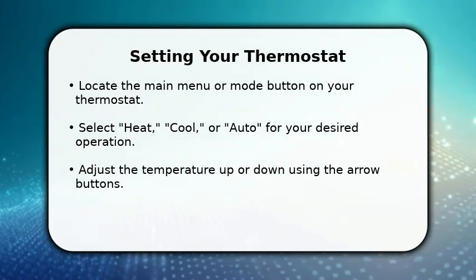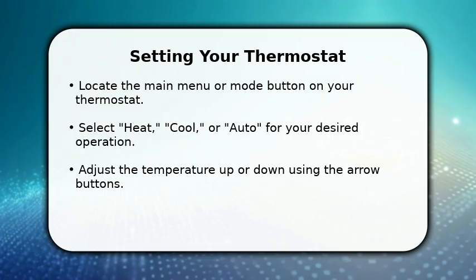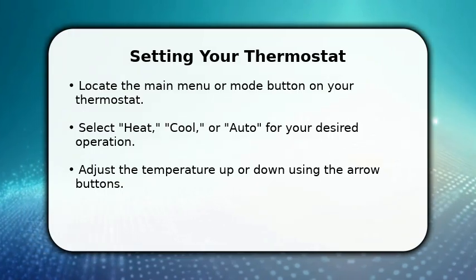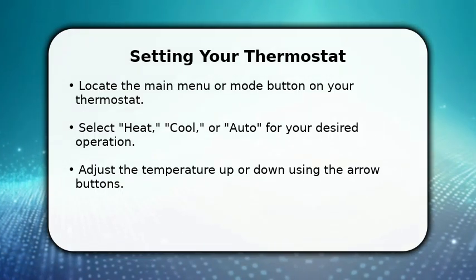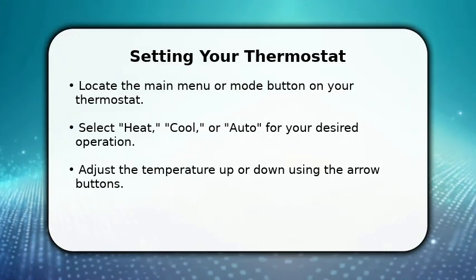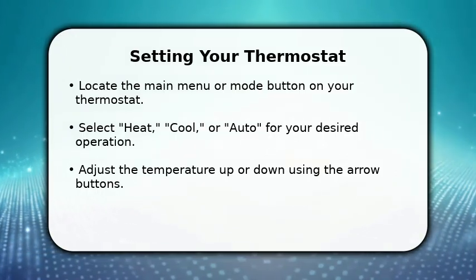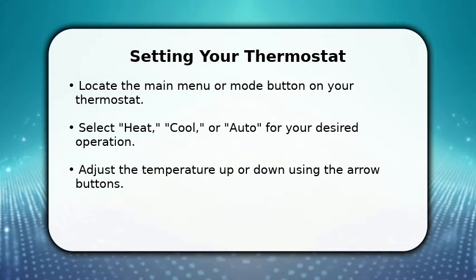Then, use the up and down arrows to set your preferred temperature. For example, you might set it to 72 degrees Fahrenheit for comfort. Confirm your selection to save the setting. This simple adjustment ensures your home stays at a comfortable temperature throughout the day.